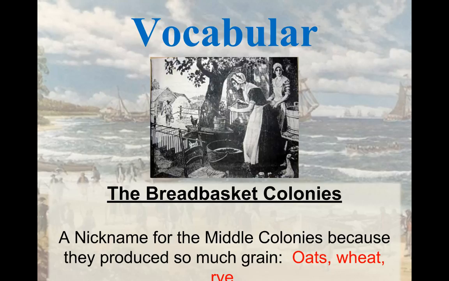The vocabulary for middle colonies, we're going to look at the breadbasket colonies, a nickname for the middle colonies because they produced so much grain. So they made a lot of stuff with oats, wheat, and rye. So things like breads, different types of breads.